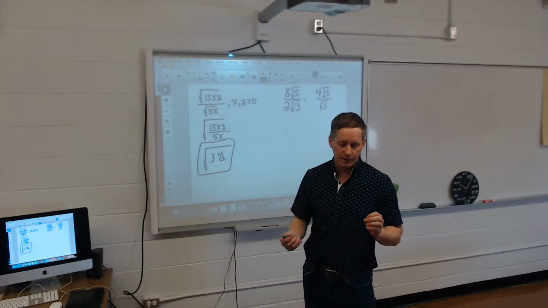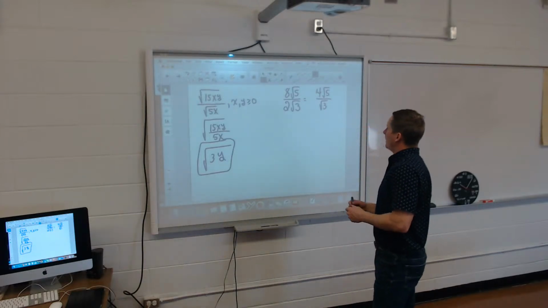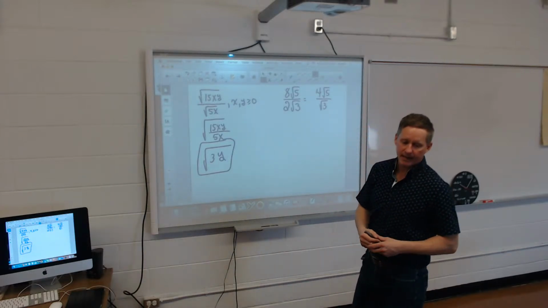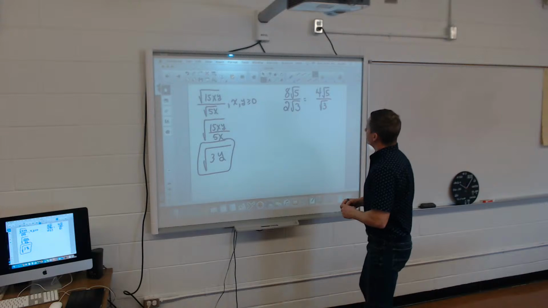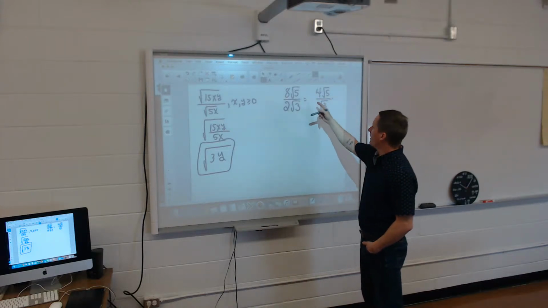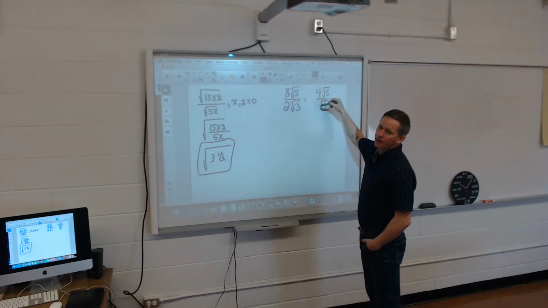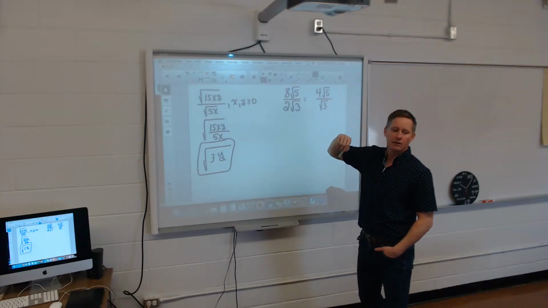So I'm going to show you two very, very important skills here, using B and C as my examples. Rationalizing the denominator means this. I multiply the denominator by whatever the rooted value is. But whatever I do to the denominator, I have to do to the numerator as well.